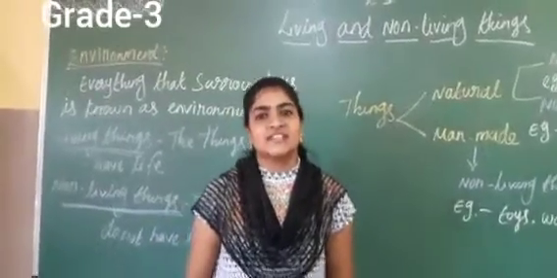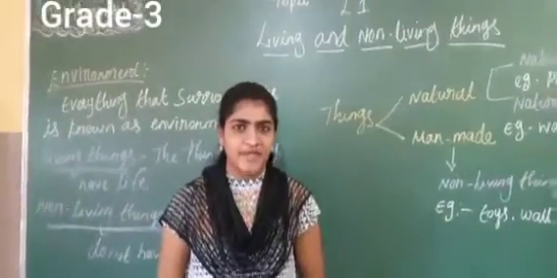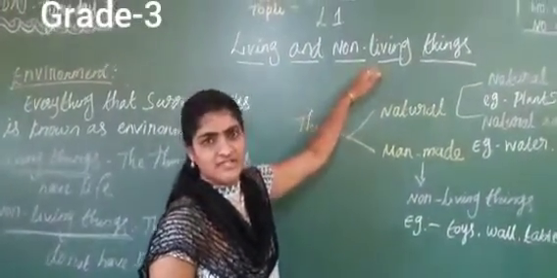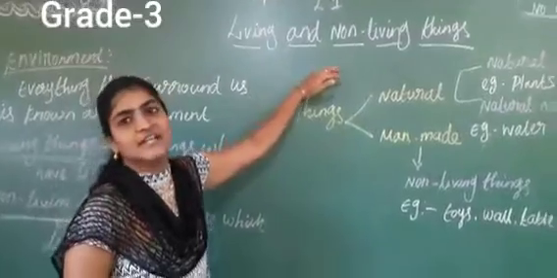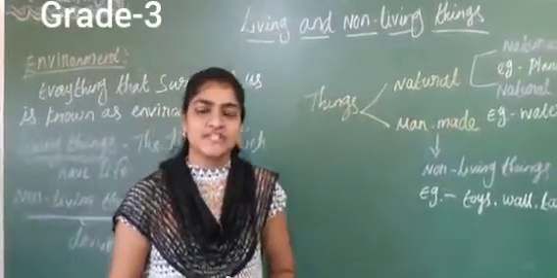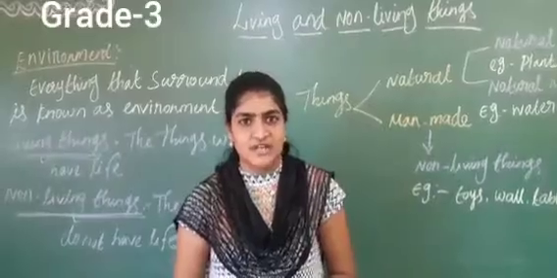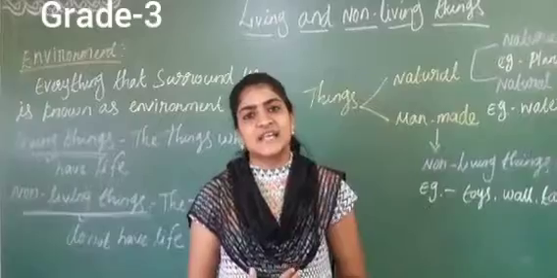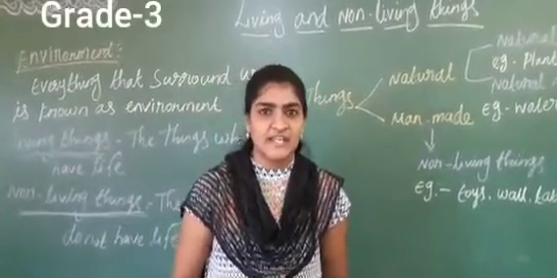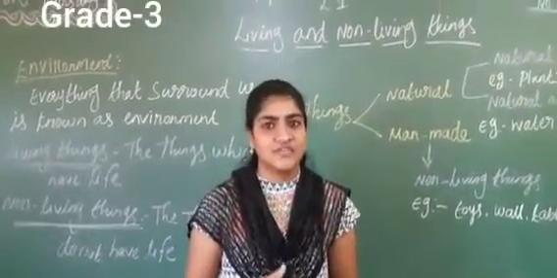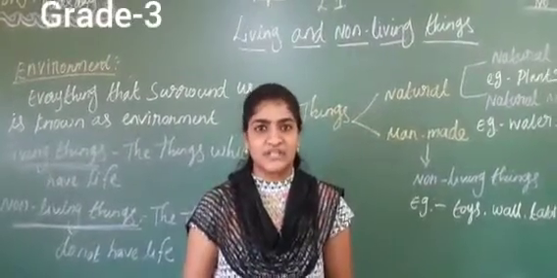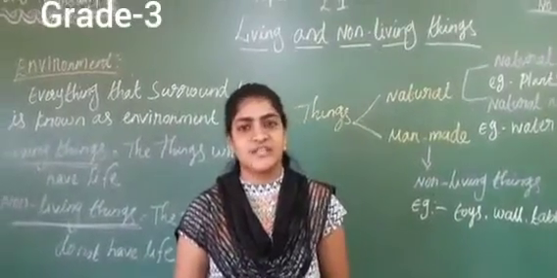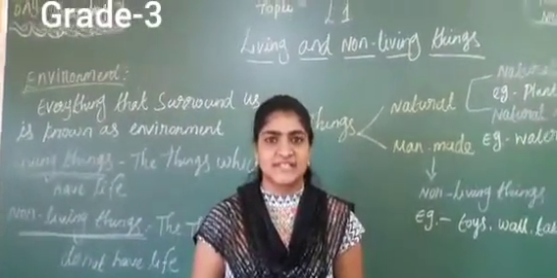Children, so this class we are going to start the new topic, that is lesson number 1, living and non-living things. Lesson number 1, living and non-living things. This same concept we have studied in grade 2 also, children, but we have studied only the definition and example. So this class we are going to study in very detail what is meant by living things and what are their features, and what is meant by non-living things and what is the difference between living and non-living things. Those topics we are going to discuss in this class.